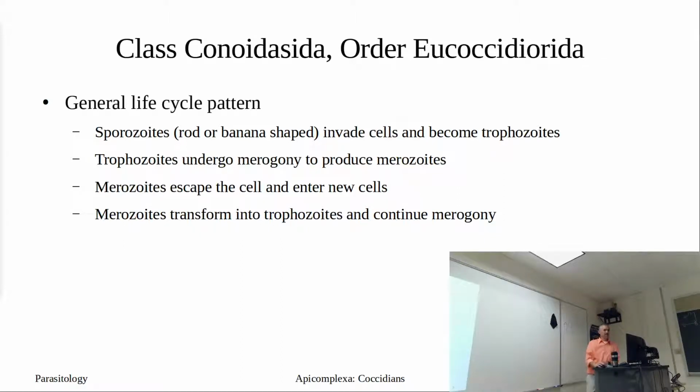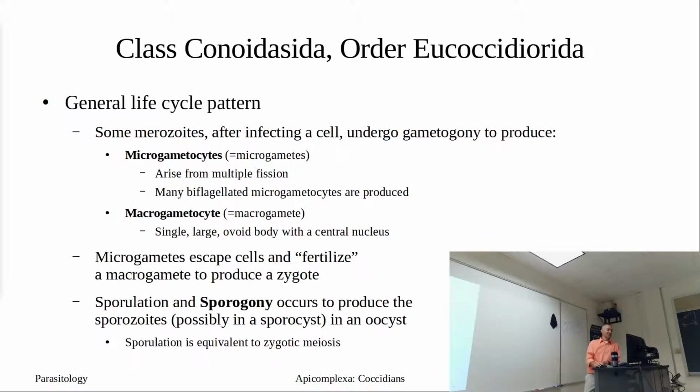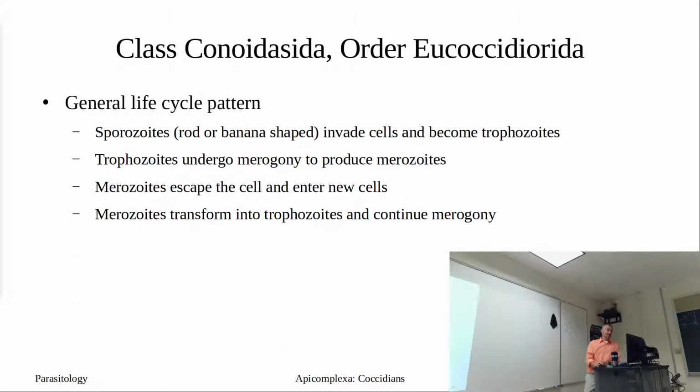And again, I'm just providing the general pattern that you can understand. These next life cycles are probably the most complex that we have. All right. So we have this cycle: merozoites reinfecting cells and undergoing merogeny.